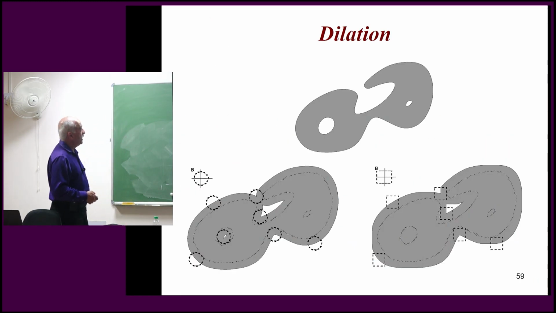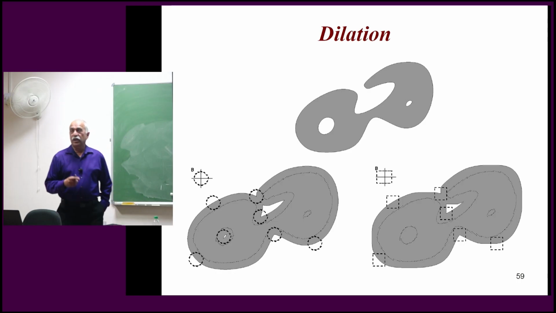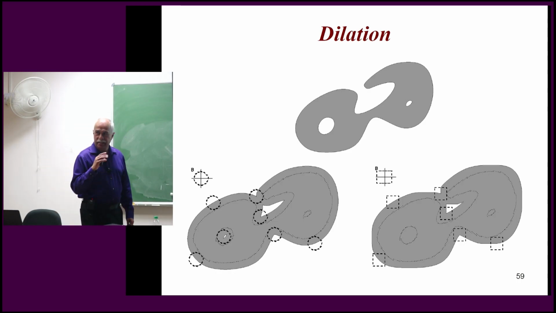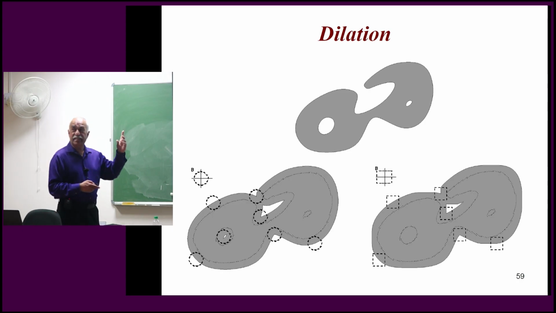So the same object using a circular disk. Now this break is connected. These holes are filled. Except this hole is bigger than this circle, so it doesn't get completely filled. This one gets completely filled. So the output depends upon the shape and size of the structuring element. And if you use a square, the square is bigger than that, so this is completely filled. Both are filled, and this broken link is finished or completed. So that is dilation.